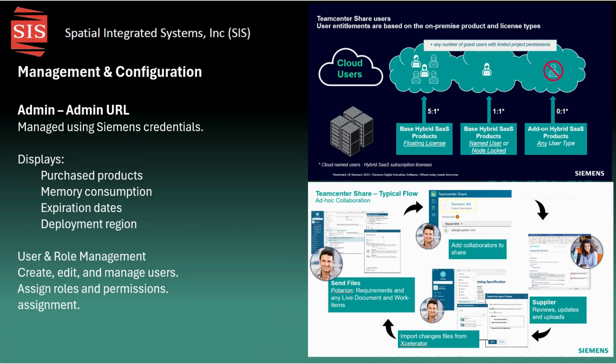Management and configuration. Admin console overview. You get a dedicated admin console URL, separate from the user interface. It is managed using Siemens credentials. You'll see purchased products, memory consumption, expiration dates, and deployment region, along with specific admin tools. You get the product configurator, identity providers, bulk user import, authentication configuration, and system monitoring.